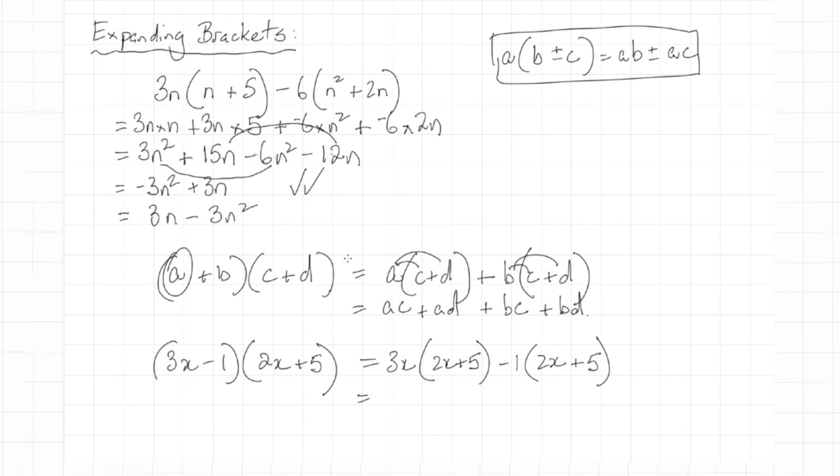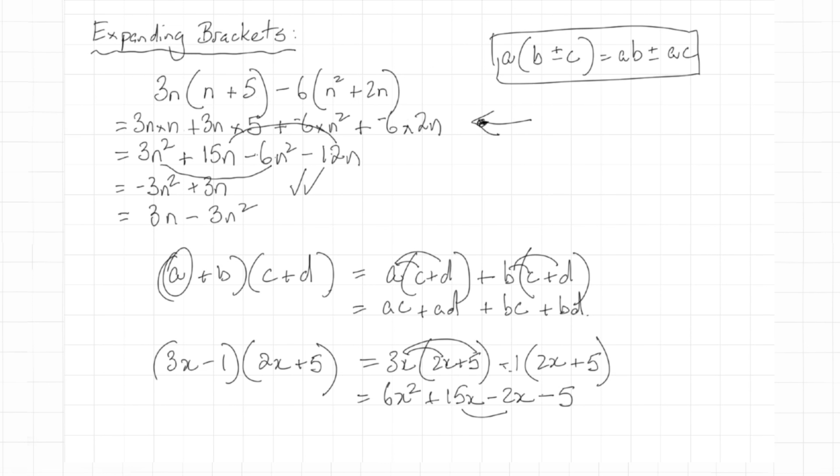Now I'll, rather than write an intermediate line like I did up here, just go straight to this line. So 3x times 2x is 6x squared, and then 3x times 5, this plus comes down, 3x times 5 is 15x, and then we've got negative times a positive. Negative 1 times 2x is negative 2x, and negative 1 times plus 5, a negative times a positive is negative 5.